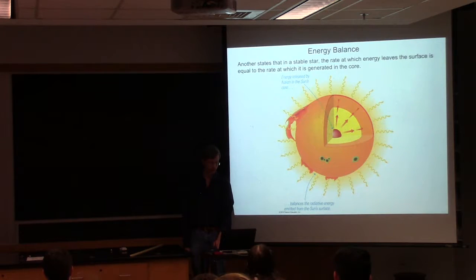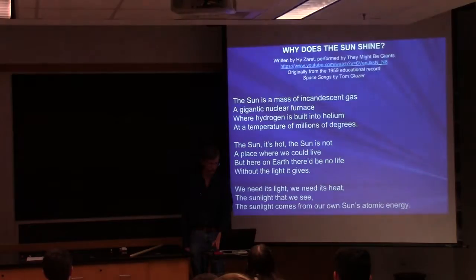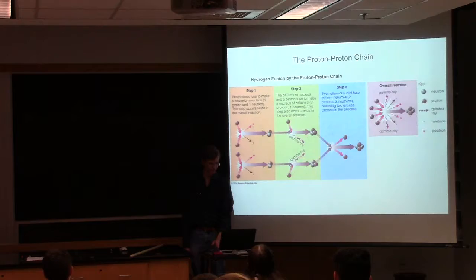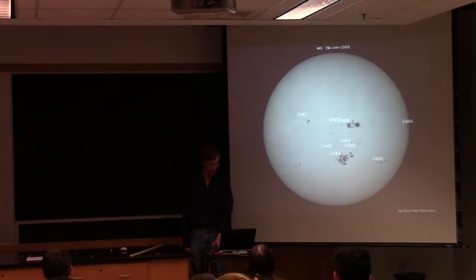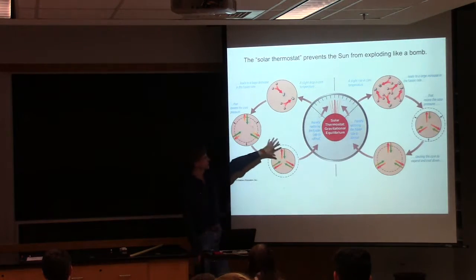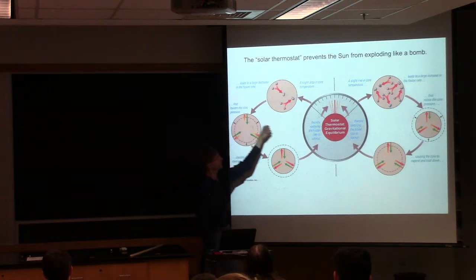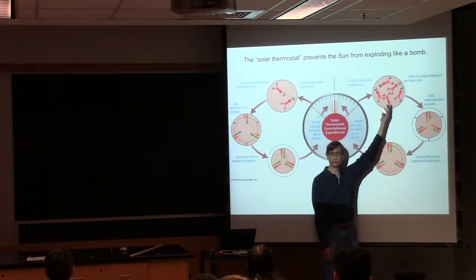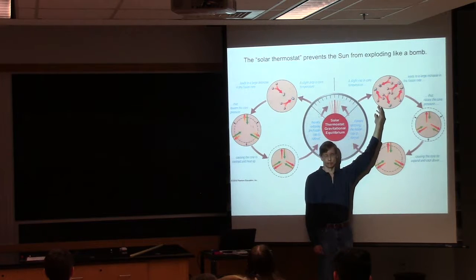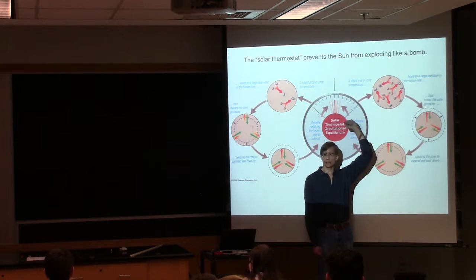What you're talking about is the solar thermostat. That's a different piece. The solar thermostat is why the sun doesn't blow up like a bomb. That's this idea that, let's say there was a slight rise in the temperature of the sun's core, what would that do to the nuclear reaction rate? If it got hotter, would the nuclear reaction speed up, slow down, or stay the same? They'd speed up.